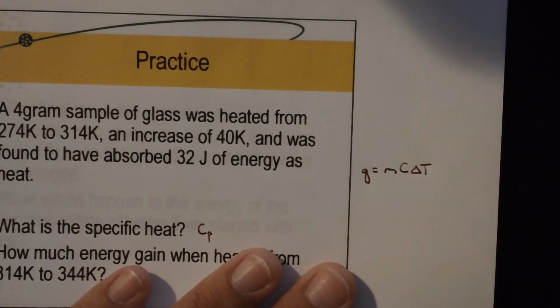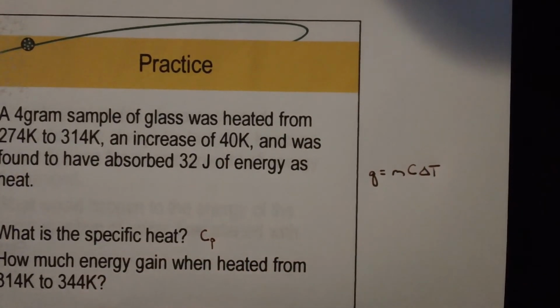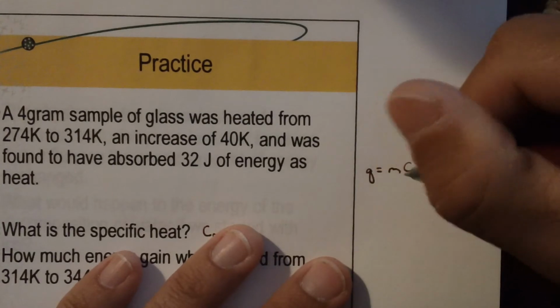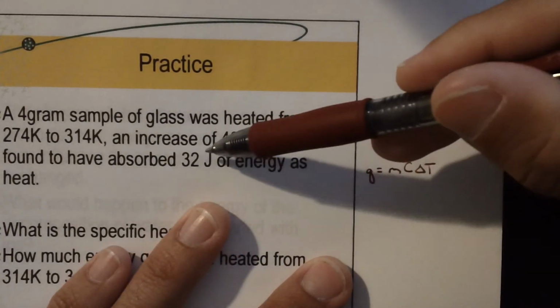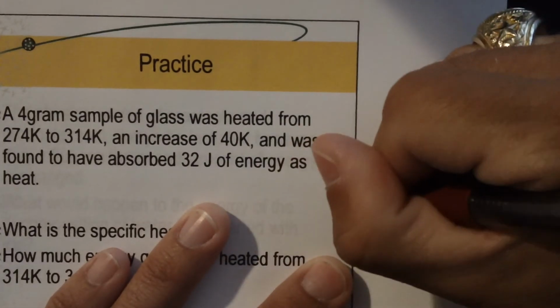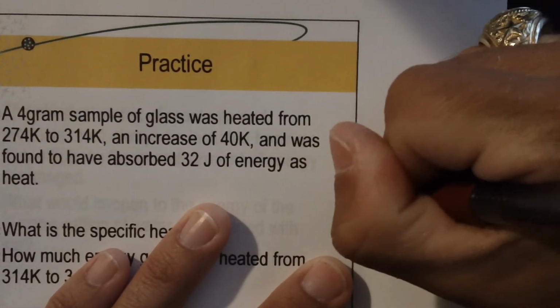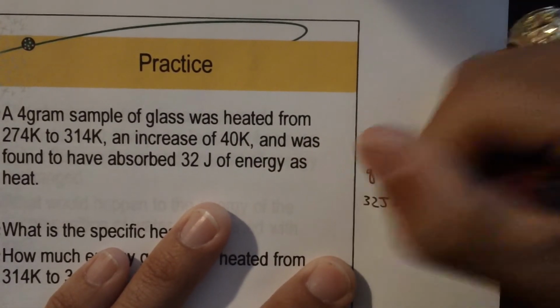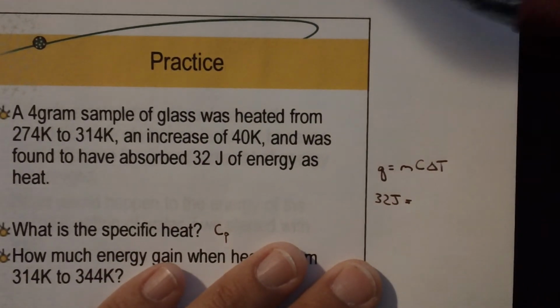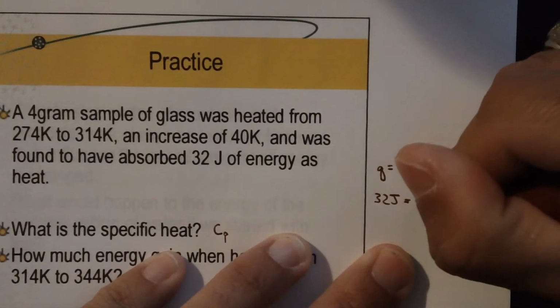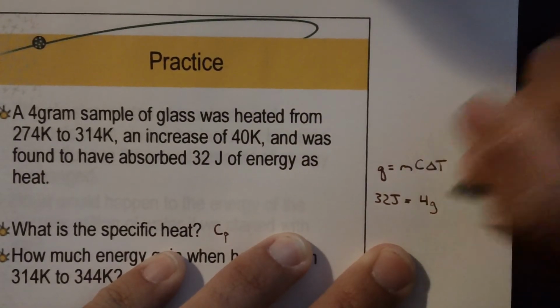I call it MCAT in AP Chem. Q equals MCAT. We are looking for the constant. So do we have the amount of heat in joules? We do. There's our heat in joules, 32 joules of heat. That's going to equal the mass of the sample. The mass of the sample here they gave us early on, and it said it's 4 grams worth of sample.